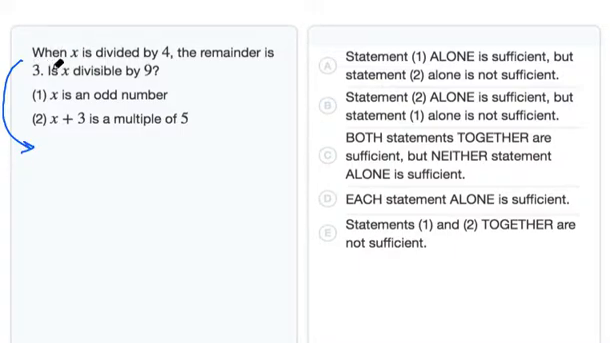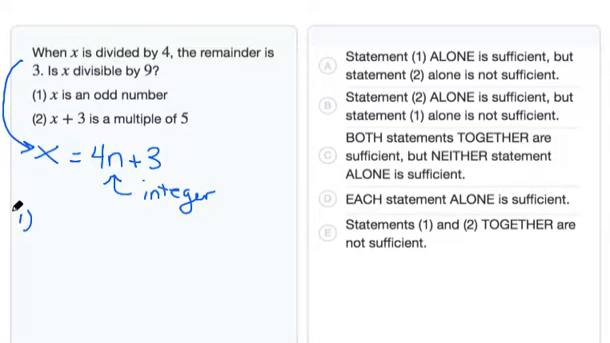Before the statements, let's interpret what the question information actually gives us. We're given that when x is divided by 4, the remainder is 3. This essentially means that x is equal to 4n plus 3, where n is an integer. This way, if we divide x by 4, the remainder is going to be 3. Now let's jump to our statements.